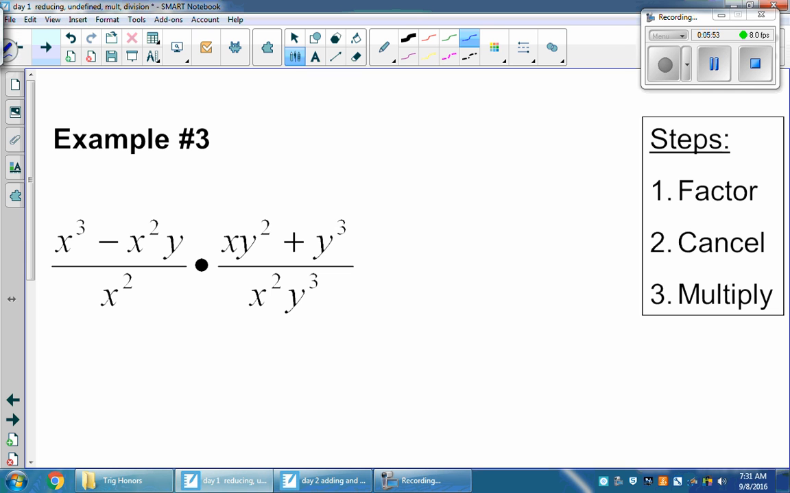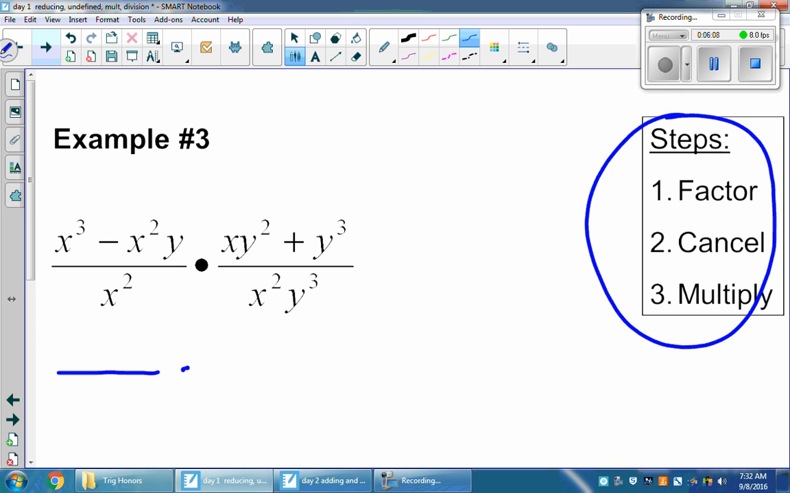Alright, now let's get to an even harder one. So if you look right here, here are the steps. I just do factor tops, factor bottoms, cancel, multiply what's left. So just take your time. What I like to do is make 2 new sets of fractions and just factor each one.